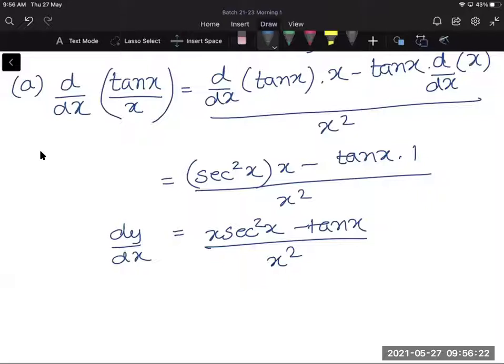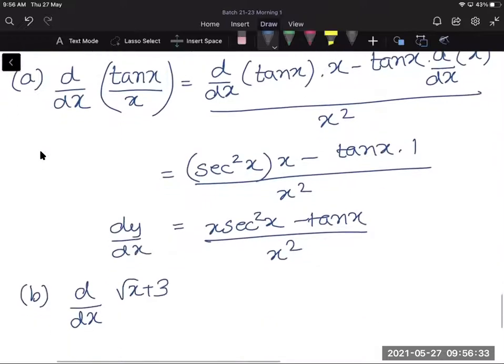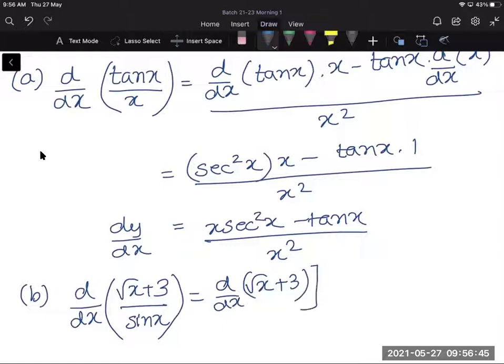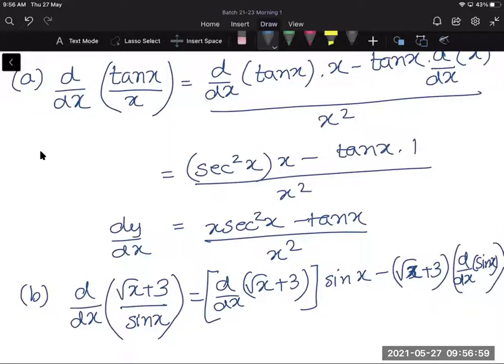अनिश सेकंड वाला देखना एक बार, सेकंड वाला देखना ध्यान से. So dy dx of root x plus 3 upon sin x is equal to dy dx of root x plus 3 into sin x minus root x plus 3 into dy dx of sin x whole upon sin x whole square.